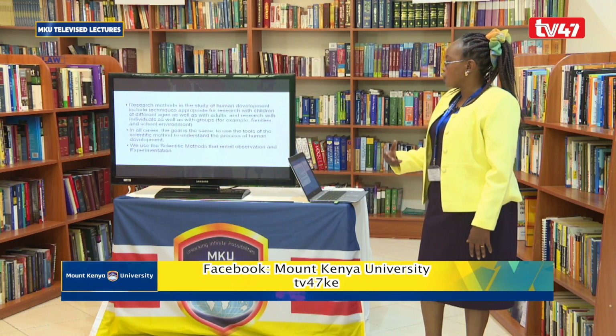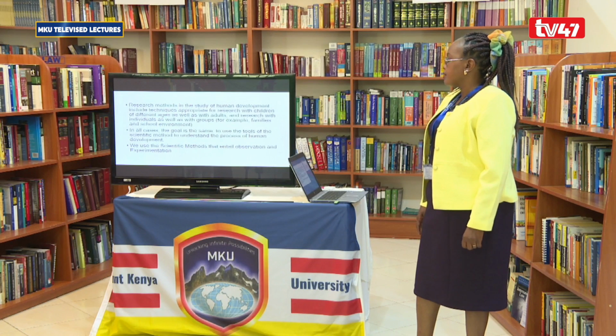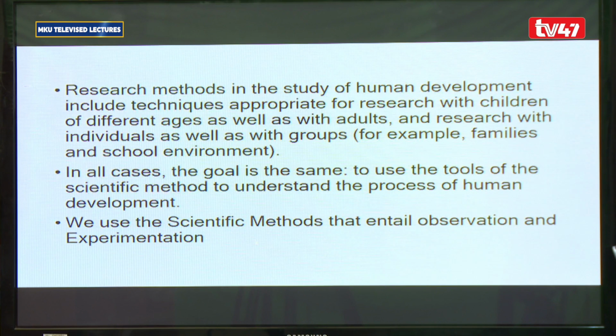We are going to apply what we are calling a research method. In all cases, the goal of research methods in human growth and development is the same. Basically, to use the tools of the scientific method to understand the process of how human development takes place. And therefore, in human growth and development, we use what we call scientific methods. In scientific methods, as I have indicated earlier, you don't have to go to the lab. You just use simple things, observation and experimentation.